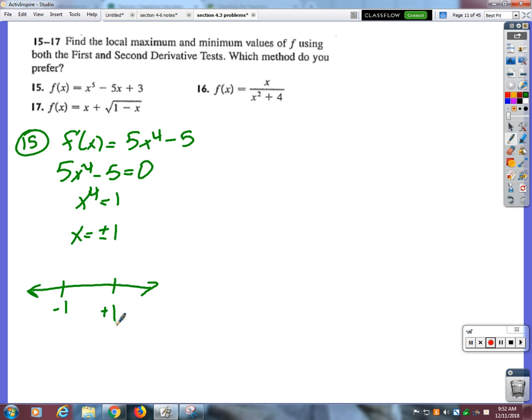Negative, so this would be negative, and then I feel like it wouldn't alternate. It wouldn't alternate because x to the fourth equals 1. That means 1 is a double root and negative 1 is a double root. Yeah, let's plug in another number. If you plug in 2, it's positive, huh?